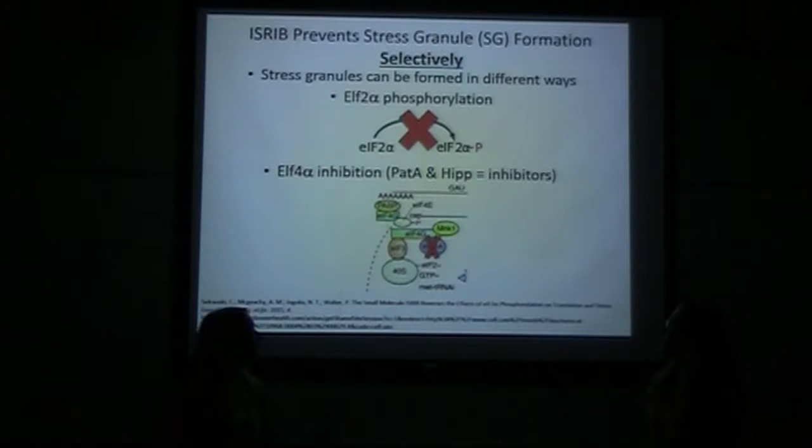So they look to see if you look at the PAD-A or the HIP, if RIB is able to minimize stress granules formed through those, or if it's only able to inhibit stress granules formed through alpha phosphorylation.